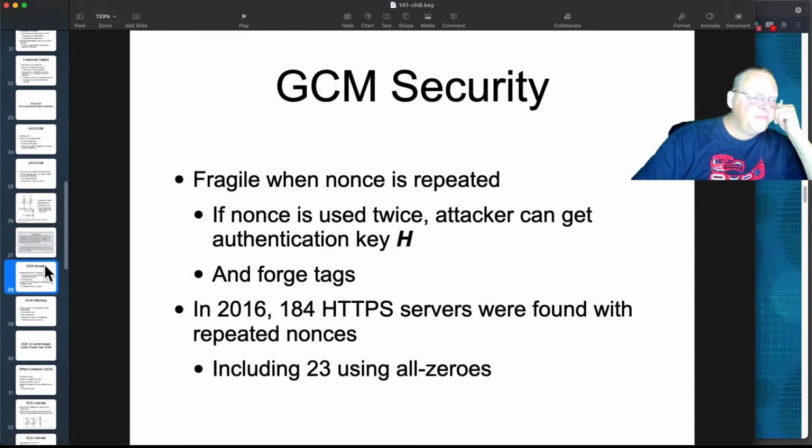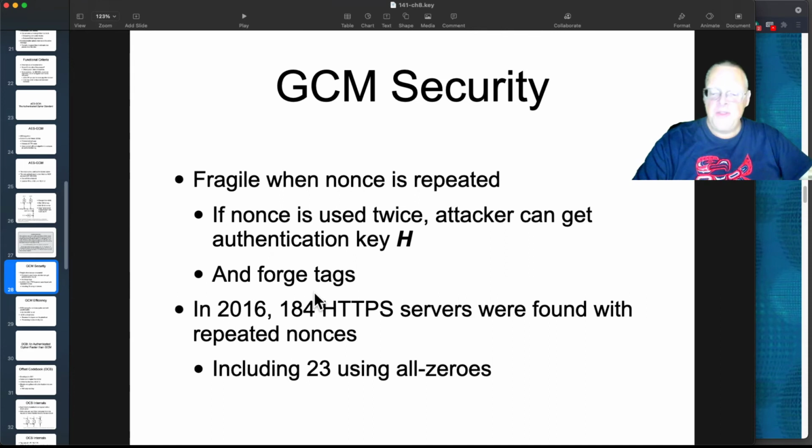All right. So anyway, this is not good if a nonce is used twice. If the nonce is used twice, they can deduce the key. Yep, apparently to MAC-then-Encrypt. And therefore you can forge tags. And so you're not supposed to let the nonce be used twice, and they tested just a few years ago, and a bunch of servers were found to use repeated nonces, and a bunch of them with all 0 nonces, which is not good either.